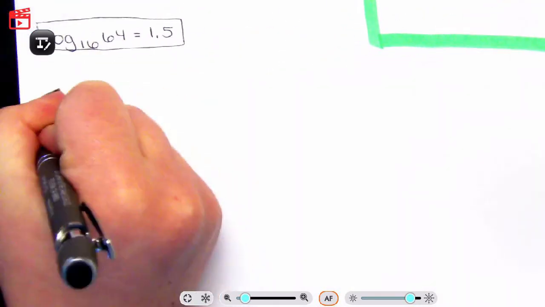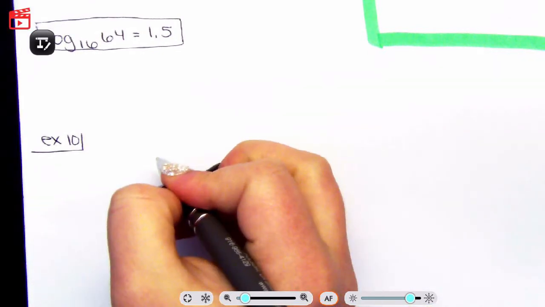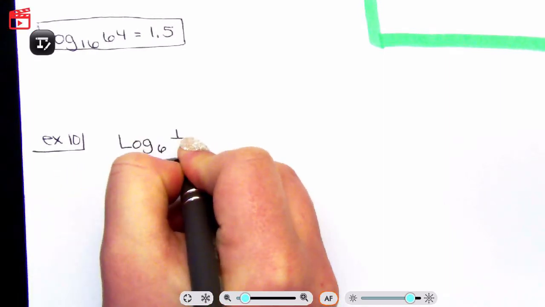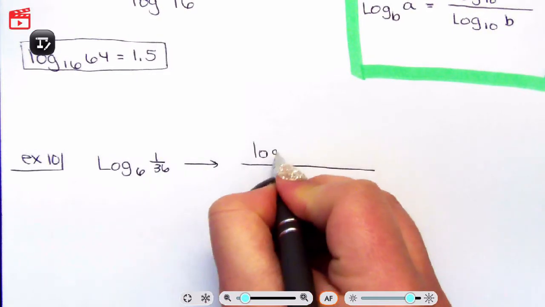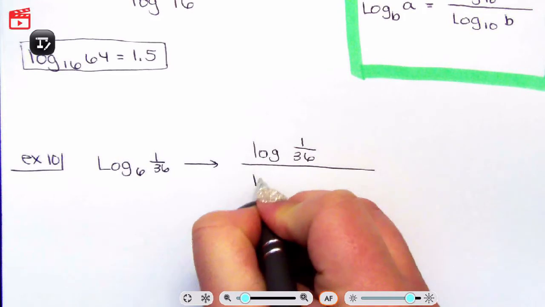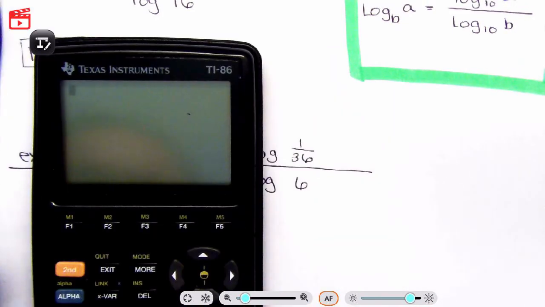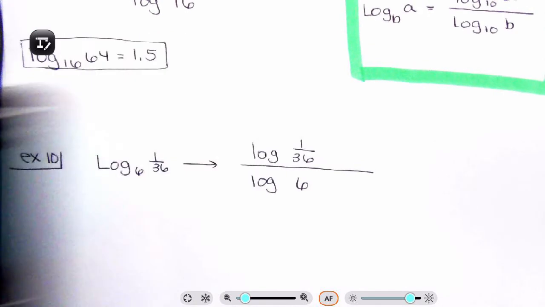All right, let's do one more example, example 10. Let's do this one. Log base 6 of 1 over 36. To use the change of base formula, we're going to say log of A, which is 1 over 36, divided by log of B, which is 6. Typing that into my calculator now. Log of, and I'm going to put this in parentheses because it's division, 1 over 36, divided by log of 6, and that gives me a -2.